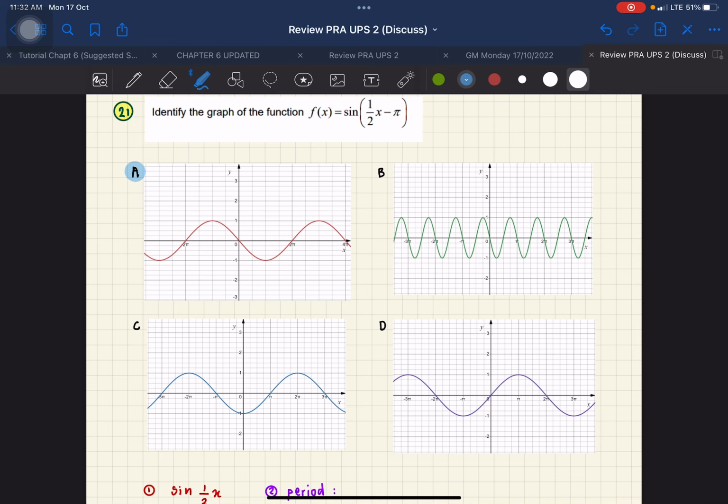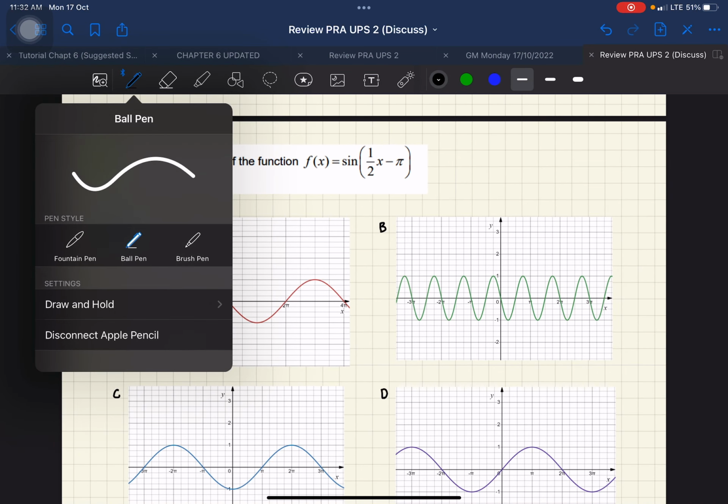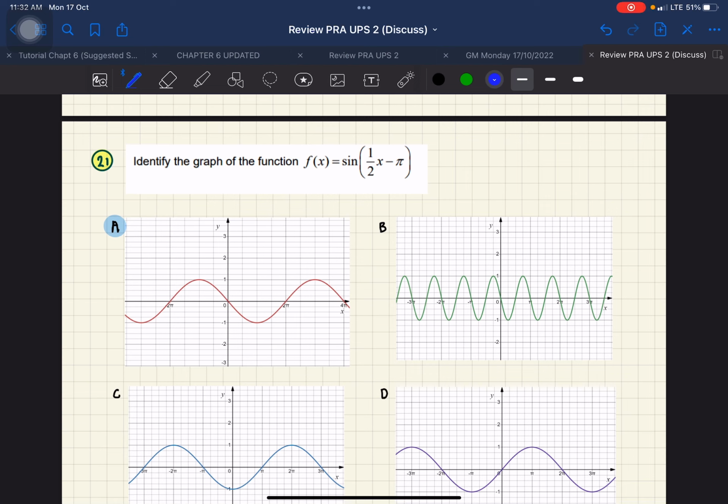Okay, so ada lagi satu method yang awak boleh pakai. You need to know something lah about this one. So, kalau kita ada, if let's say you have, contoh, kalau saya ada y equals to sin x, graf kita akan jadi satu cycle yang start daripada kosong sampai 2 pi. Okay, so dekat sini adalah 2 pi. Maksudnya 2 pi tu akan ada satu cycle sahaja. So ini contoh yang pertama.